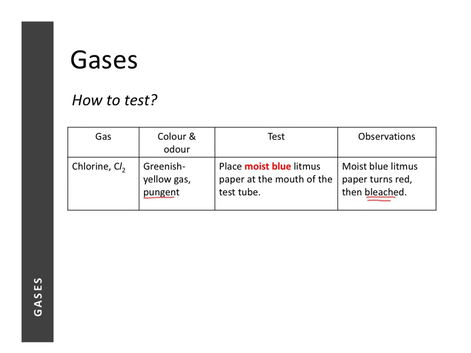But what is happening is that the litmus is being reacted away by a product that is formed when chlorine dissolves in water. Essentially, it forms something like a bleach, so it destroys your litmus, which causes it to decolorize. So it doesn't turn white per se, but the color just disappears. So therefore, the more correct way of describing it is that the moist blue litmus paper turns red and then bleached.